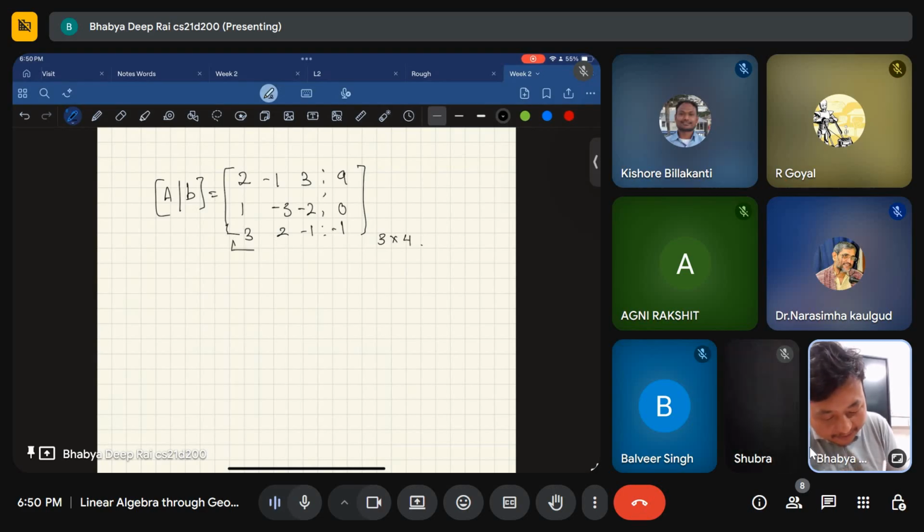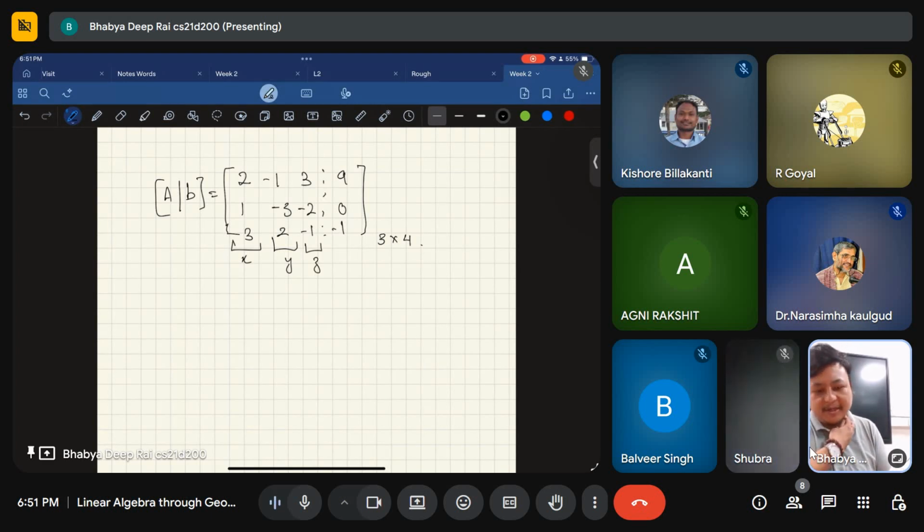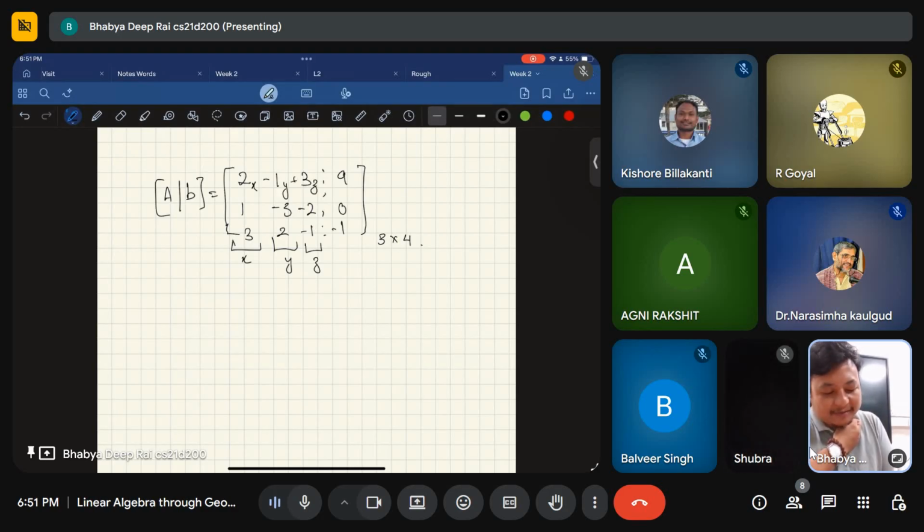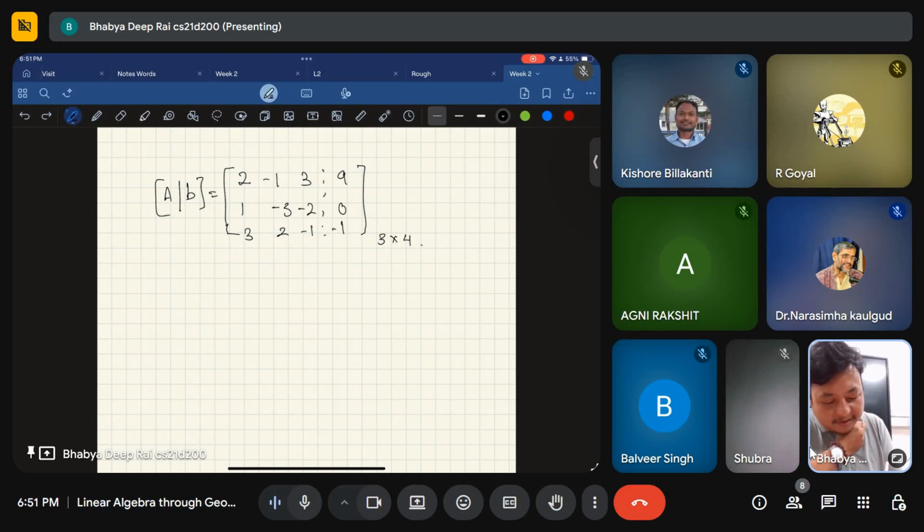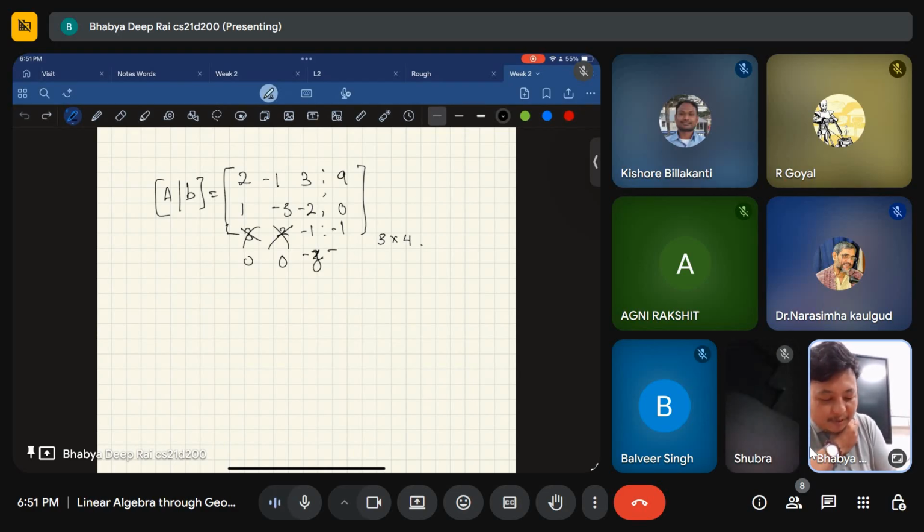Notice that this column represents X, this column represents Y, and this column represents Z. Because internally it is saying 2x minus 1y plus 3z equals 9. And if it so happens that you render this to 0, this to 0, it just means minus z is equal to minus 1 or something like that. So that is what you want to achieve. You want to achieve what is called the row echelon form.